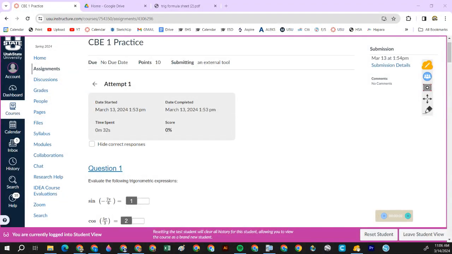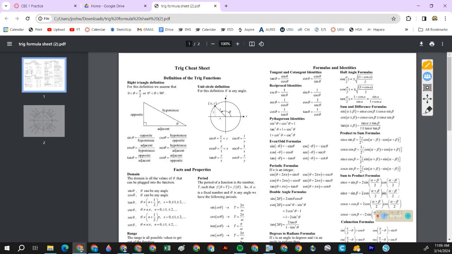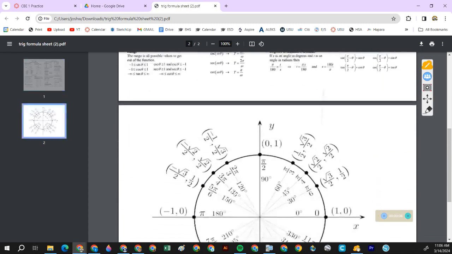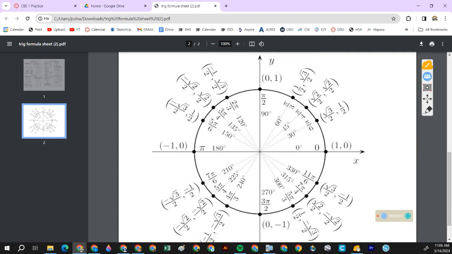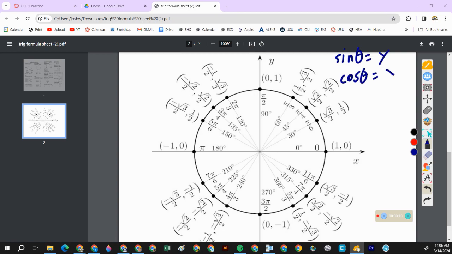This is the CBE1 test in 1060. You're going to need your trig formula sheet. So we're going to start with the unit circle. In the unit circle, the sine of theta is the y value, and the cosine of theta is the x value.